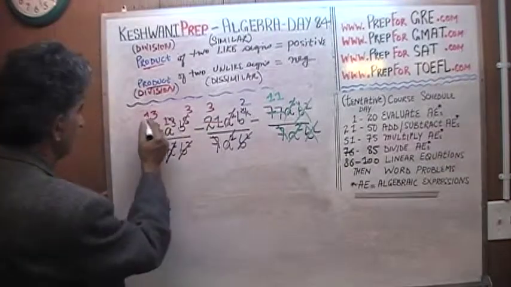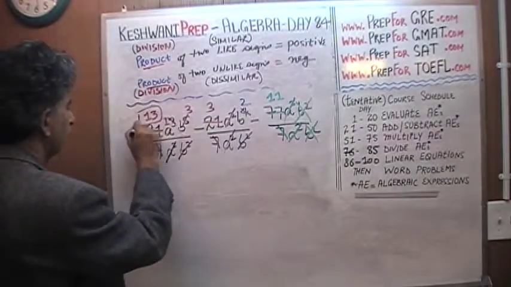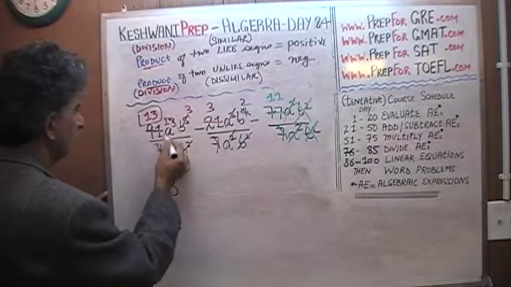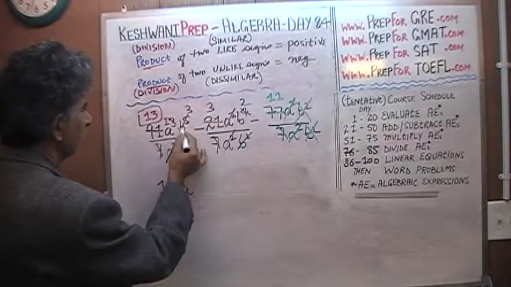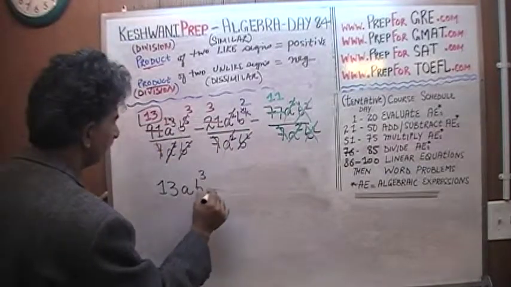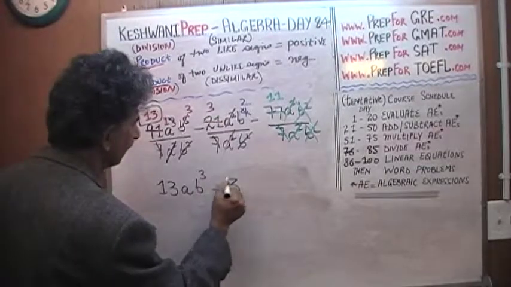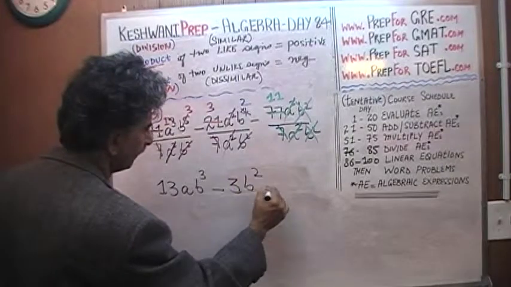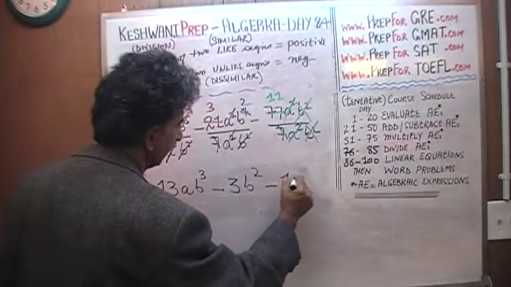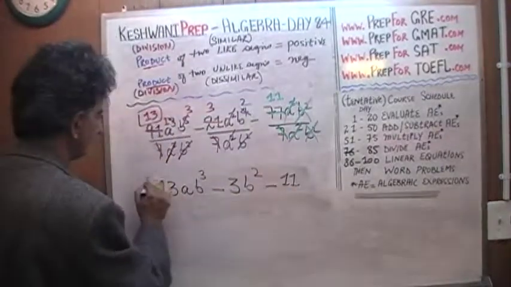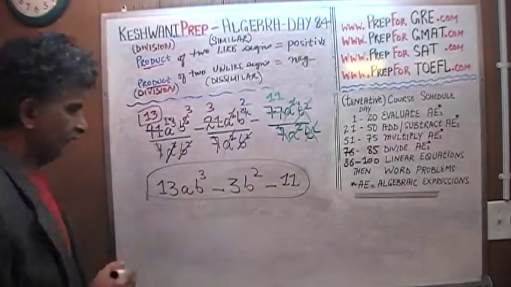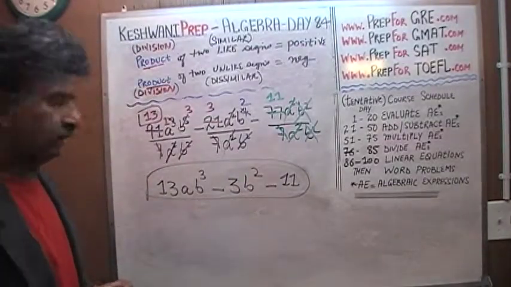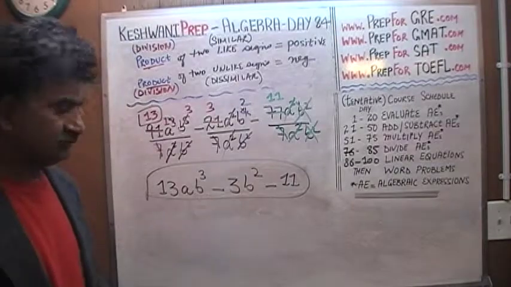The final answer is 13, a to the first power, b to the third power, minus 3, a squared cancelled out, and b squared, minus 11, and everything else is gone. This is our answer: 13a times b cubed minus 3b squared minus 11.